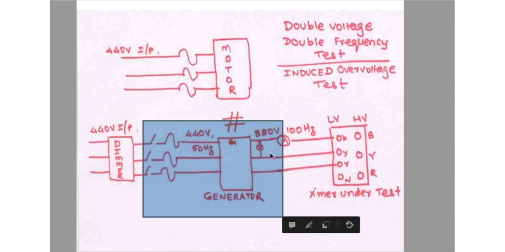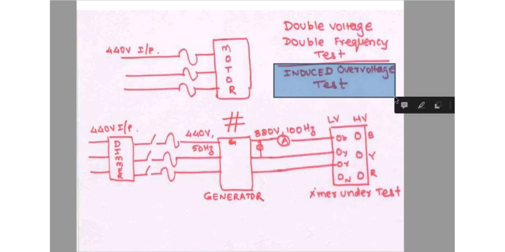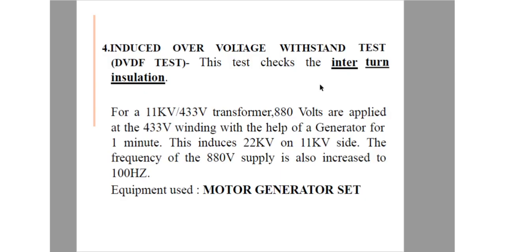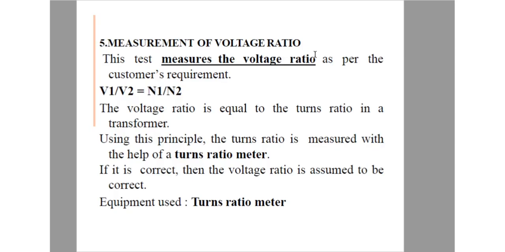We are using the voltmeter and ammeter, and this is the transformer under the test. This is the low voltage side we have to connect, and the high voltage side is like this. This is called DVDF, which means double voltage, double frequency test, or it is also called the induced overvoltage test.